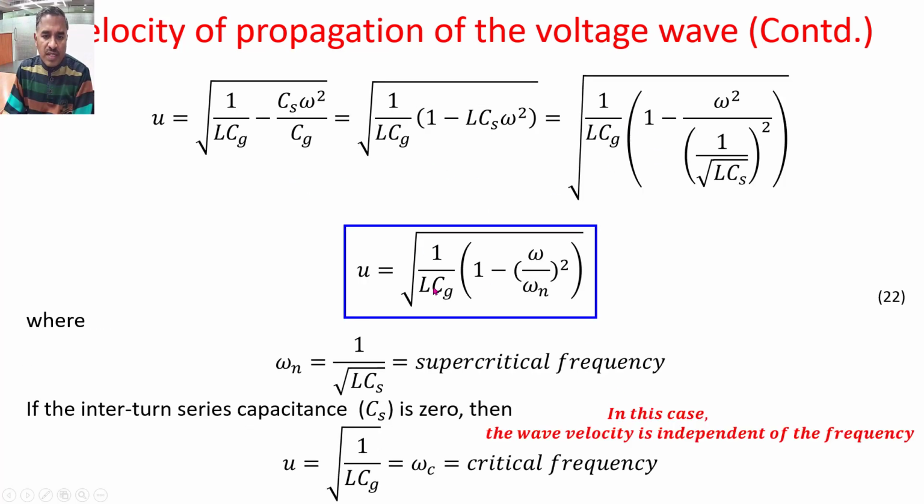So taking out 1 by LCG common, here you can see 1 minus ω² by (1 by root of LCS) whole square. This is again a frequency term. Let us define it as ωn.